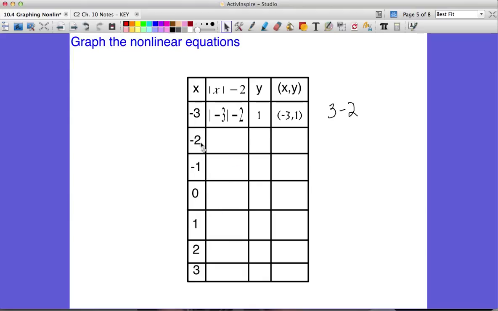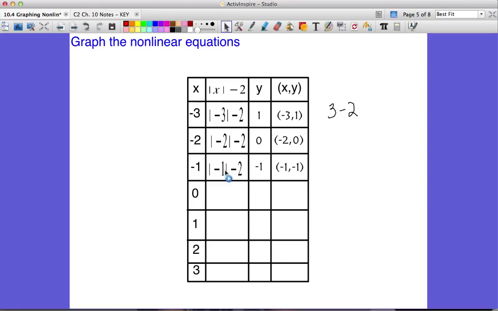Right, so now if you put in negative 2, you have the absolute value of negative 2 minus 2. The absolute value of negative 2 is 2. 2 minus 2 is 0. So your ordered pair is negative 2, 0. I'd like you to solve negative 1 through 3, and when you come back, we'll check your answers.